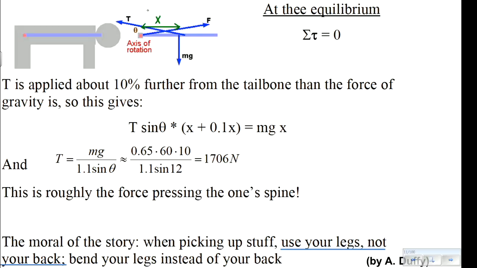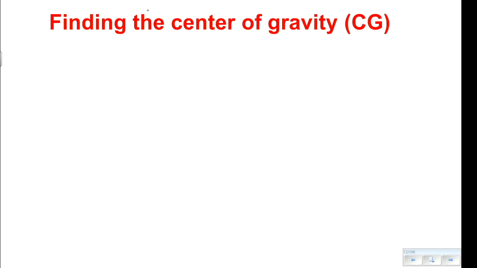And it turns out that if you try using your back muscles, the force acting on the spine, on the compressing vertebra, is almost 2,000 newtons. It's like 20 kilograms. So that's why people say, use your legs, not your back.